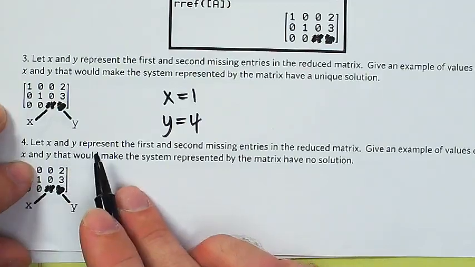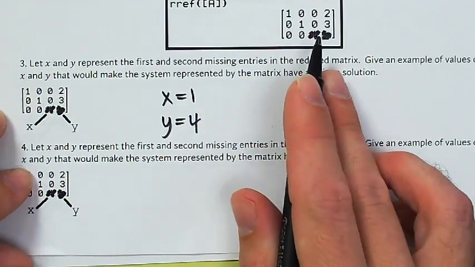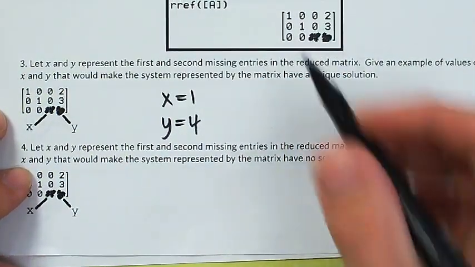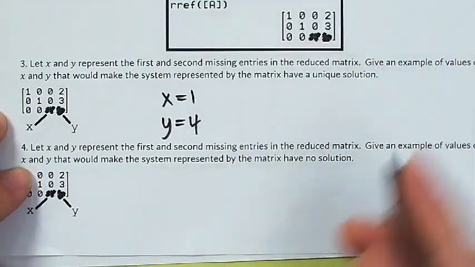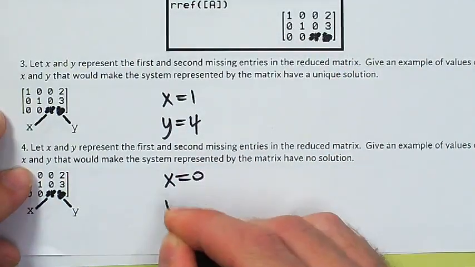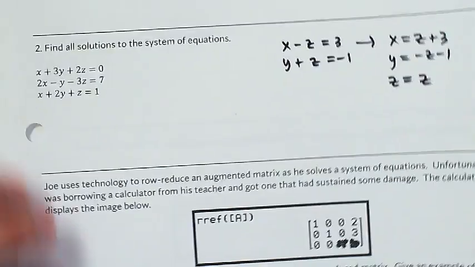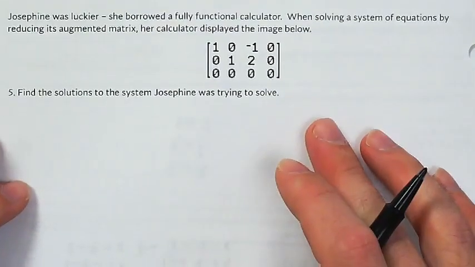So for no solution, x and y would be 0 and 1. And technically, these would need to be zeros as well, but that would be getting into the linear algebra of the situation. But we're not going to do that.